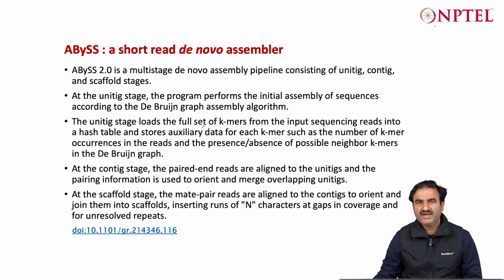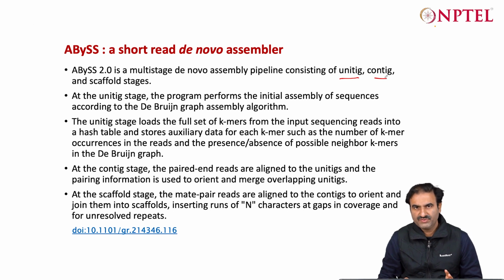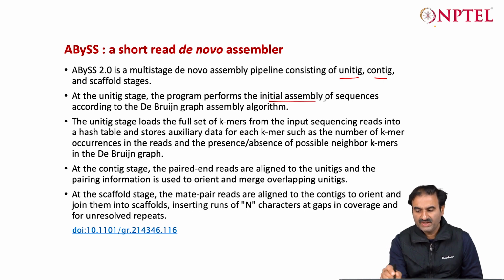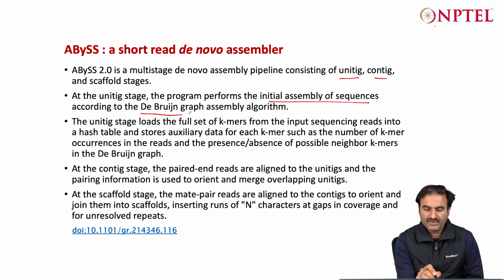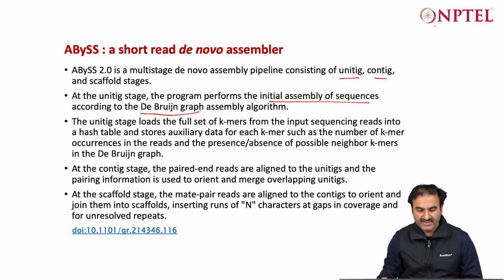Okay, so basically it's a multi-stage de novo assembly pipeline, you can say, which can form unitigs, contigs, and scaffolds. So you can choose which you want to go for, right? And basically at the unitig stage, it performs the initial assembly of sequences according to the de Bruijn graph algorithm that we will see today. So basically it takes the set of K-mers, derives the overlapping K-mers from the reads, and stores that in a hash table. So we will see the hash table.